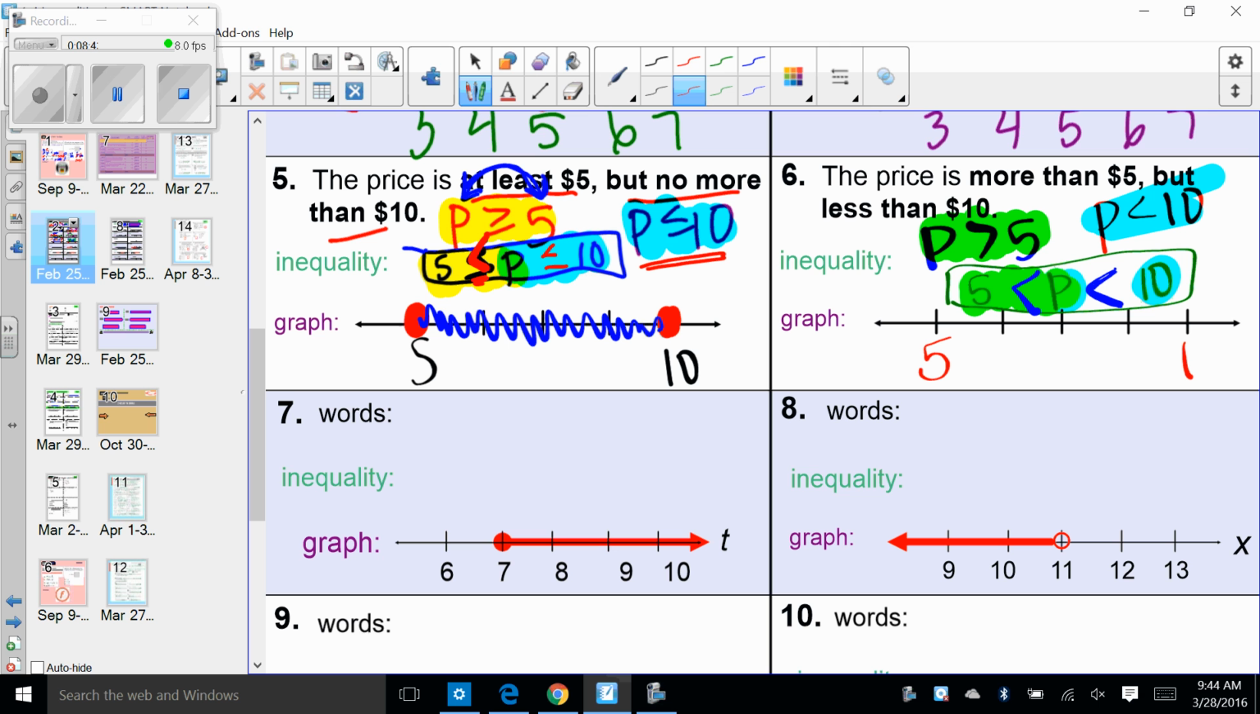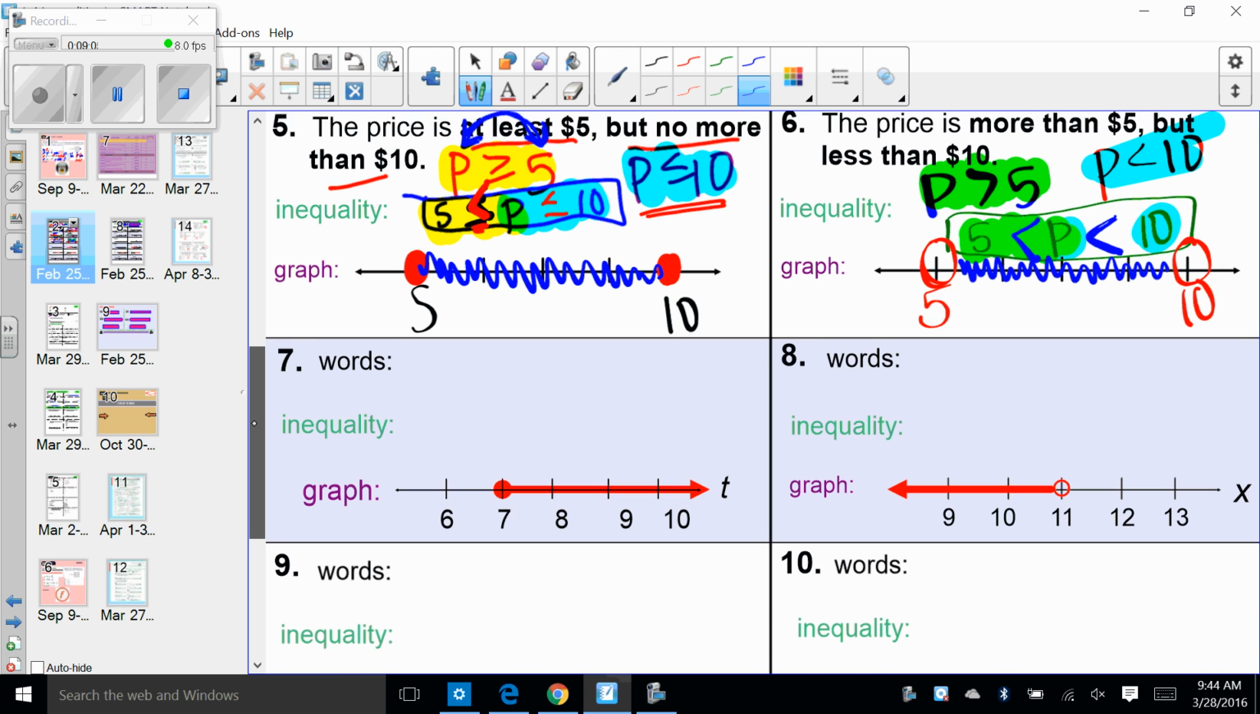We're comparing the prices between 5 and 10. We're going to lock those in as our endpoints. Now, being picky about scale here, we end up having an open circle at 5 because we're not including the price of 5, and an open circle at 10 because we're not including the price at 10. And we're talking about all the prices between 5 and 10, not including 5, not including 10.